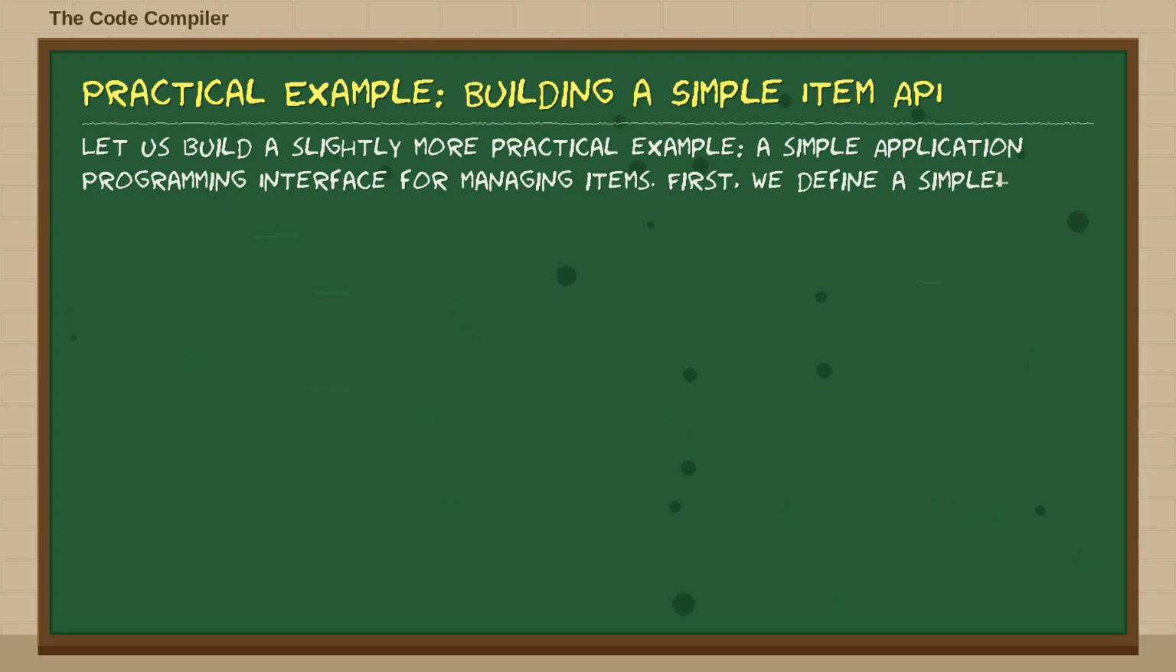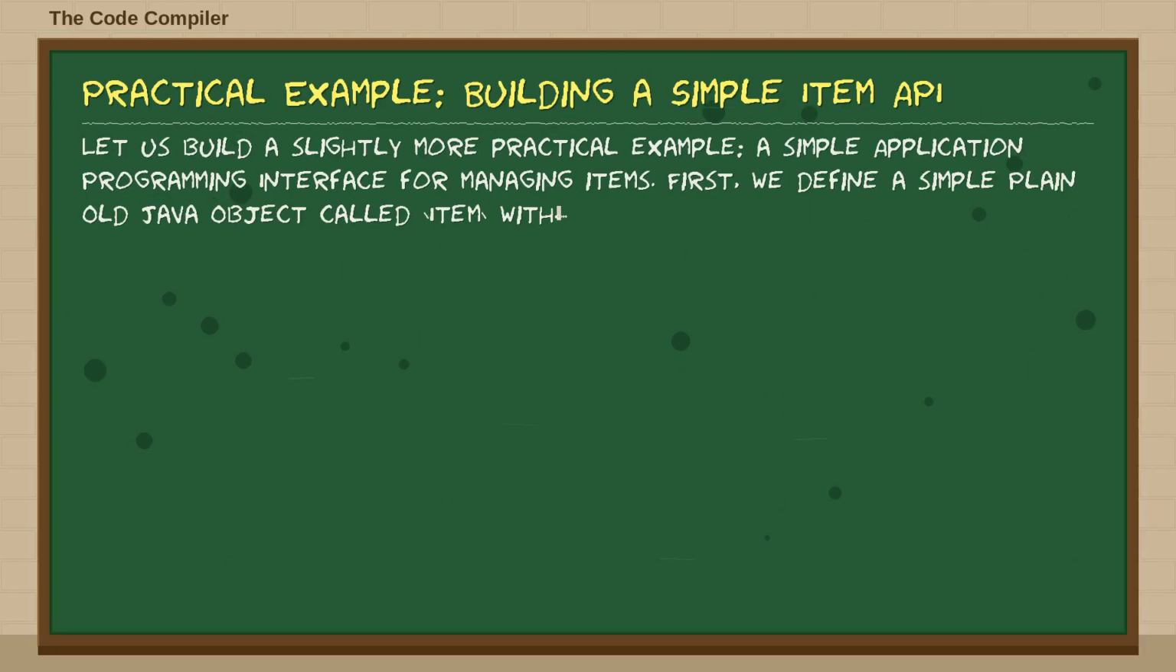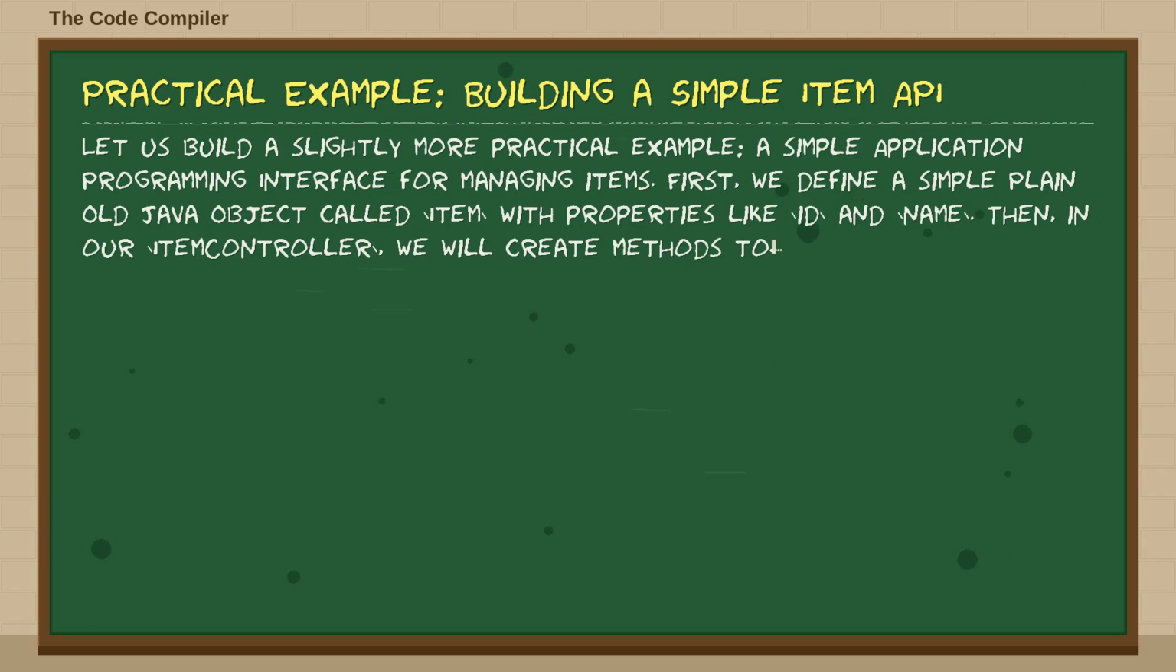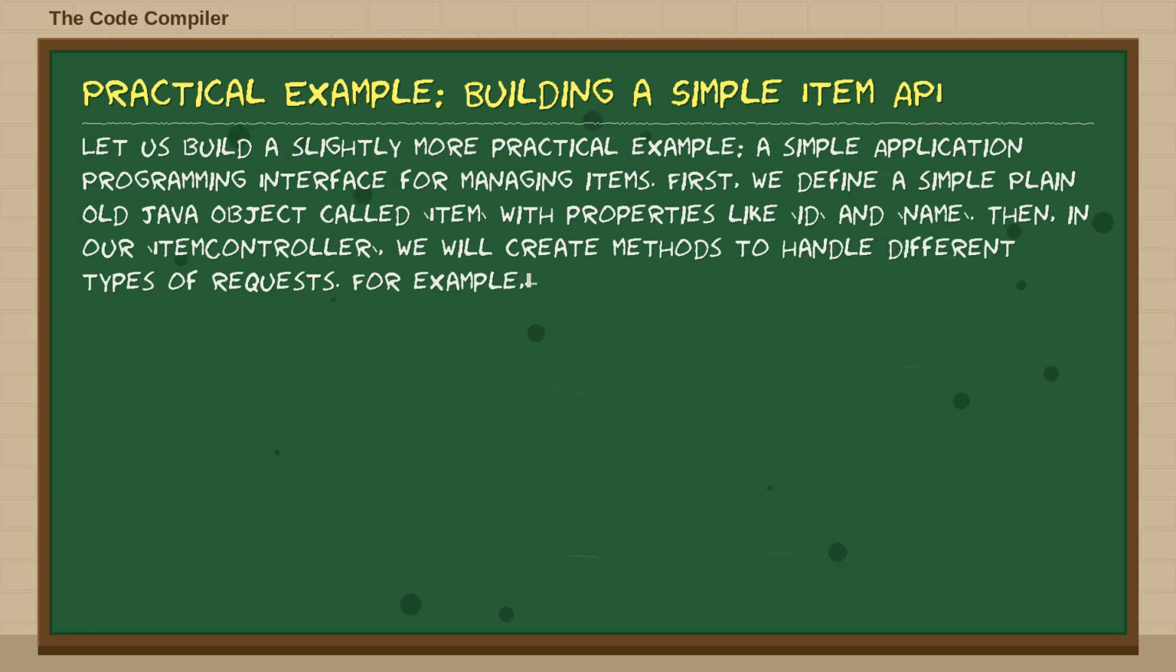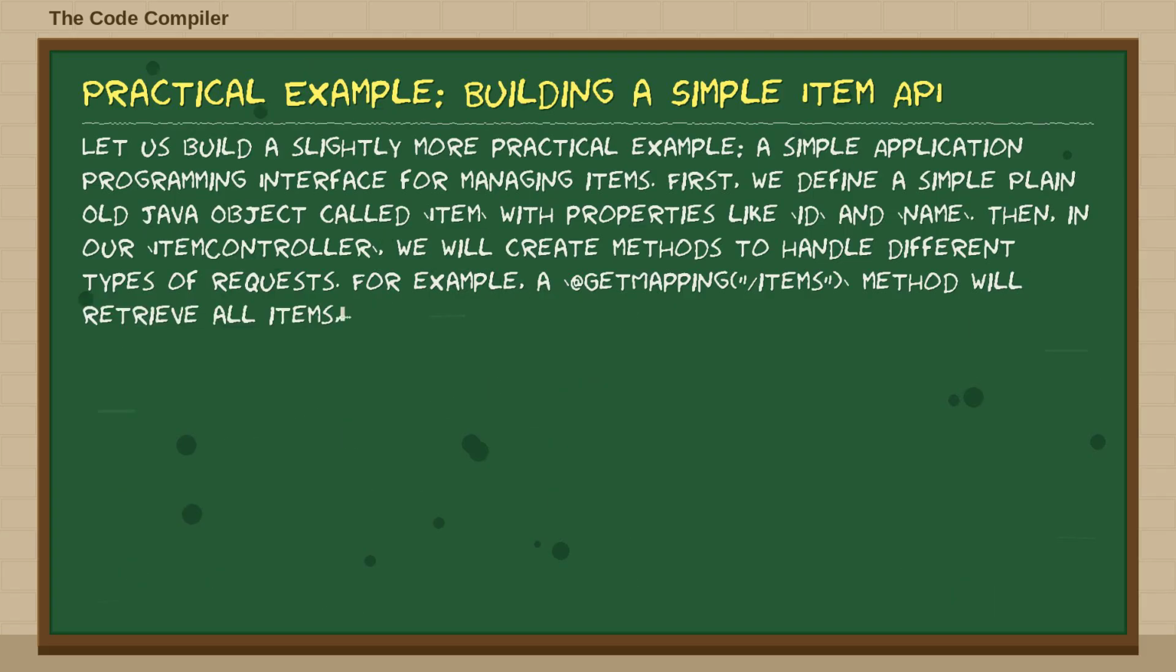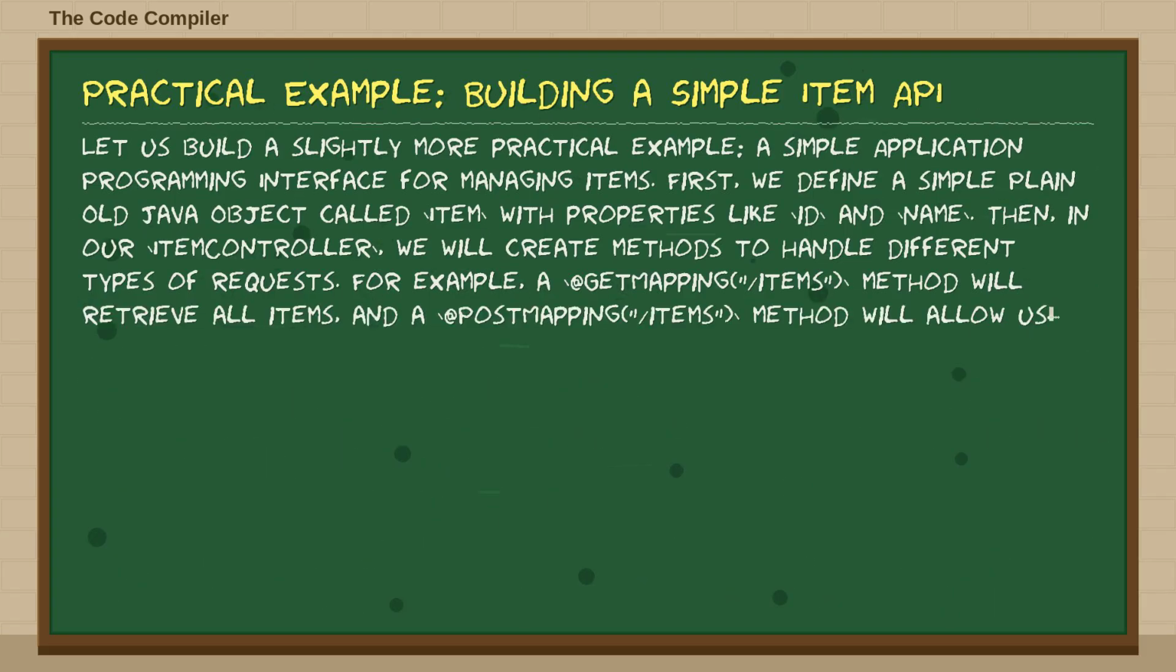Let us build a slightly more practical example, a simple application programming interface for managing items. First, we define a simple plain old Java object called Item with properties like ID and name. Then, in our item controller, we will create methods to handle different types of requests. For example, a @GetMapping("/items") method will retrieve all items, and a @PostMapping("/items") method will allow us to add new items. The @RequestBody annotation is used with @PostMapping to tell Spring to convert the incoming JavaScript object notation payload from the client into our Java Item object.